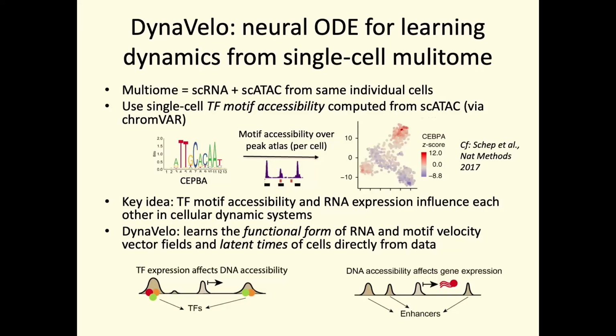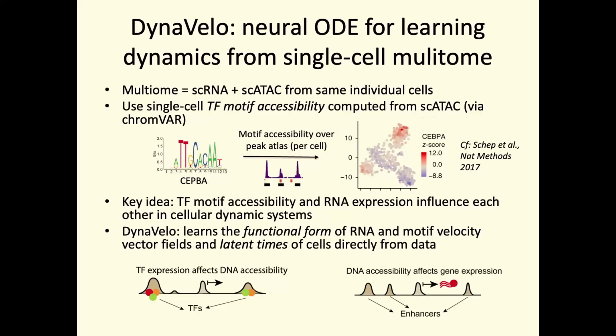It looks like this. CEBP alpha has this motif. We scored, in single cells, against an atlas of peaks. There are certain hits, and there are some cells where that motif is very accessible, and other cells where the motif isn't accessible. So motif accessibility, those are the features for ATAC. The features for RNA are just the gene expression. And the idea is that transcription factor motif accessibility and genes regulate each other in a dynamic process.